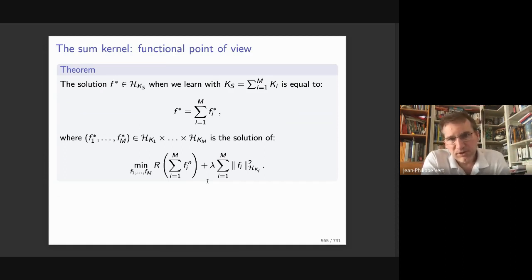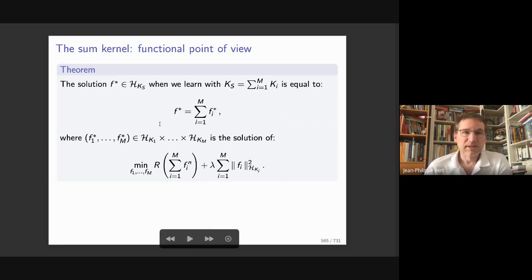And so we have this theorem here that says very simply and clearly what the RKHS is, or at least what the solution is when you train with the sum kernel. It says that when you train a model with the sum kernel, so KS is the sum kernel, then you estimate a function f star, which, without surprise, can be decomposed as a sum of fi star, where each fi is in one of the RKHS. So if you have m kernels, you have m RKHS, and the function you learn is a sum of functions, each of them belonging to one of the RKHS. Right? So it's not surprising.